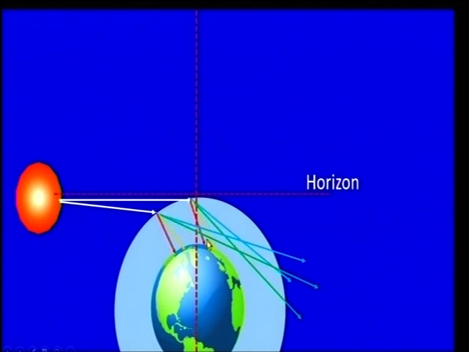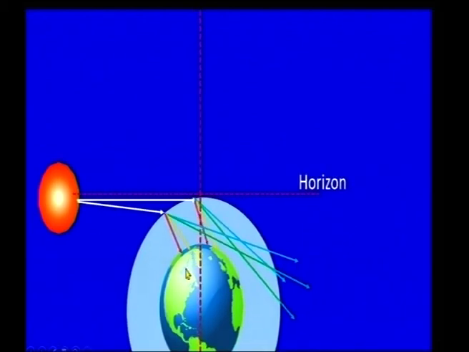They are also scattered, but they do not reach our eye. They escape from the atmosphere. Due to this reason, we are not able to see those colors. We are able to see only the range of red and orange. That's why the sun appears red.